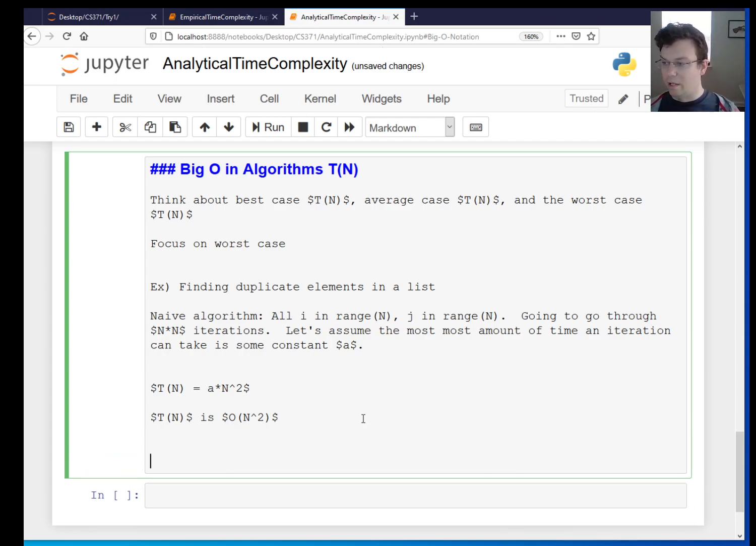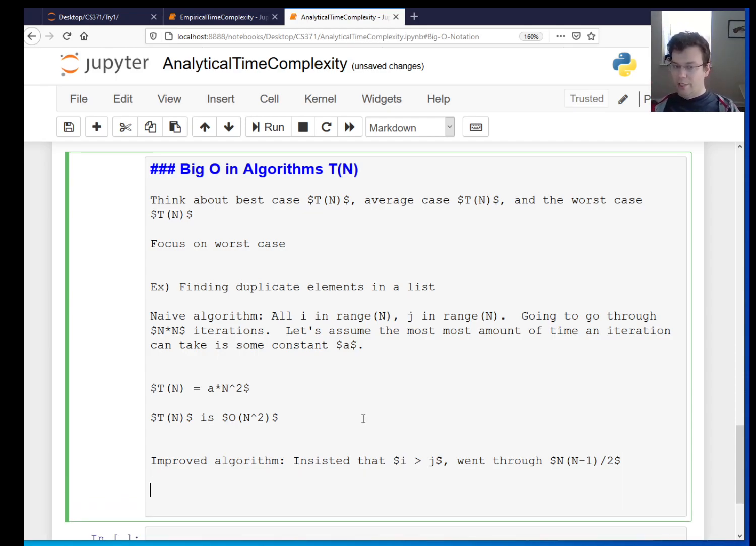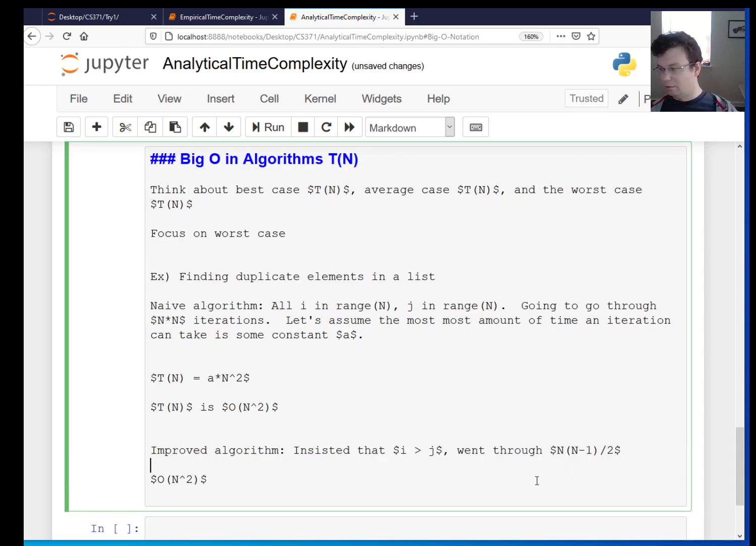What about our improved algorithm, right? So in our improved algorithm, when we insisted that i be greater than j, it's actually true that we went through fewer iterations. In particular, we went through n times (n minus 1) over 2 iterations. But actually, we could see that this is still O of n squared. We don't do any better because this stuff comes out in the wash.